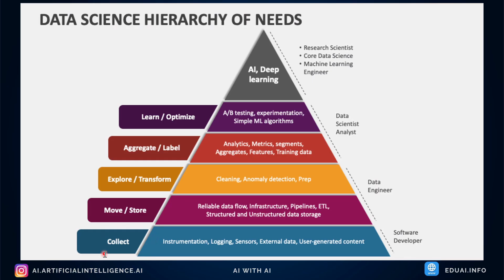So the very first thing is the collection of data. Unless and until I have data, how can I work on it and provide it to machine learning or AI? Collection starts from instrumentation, from logging, from different sensors, collectors and external data, or it can also be user-generated content. You don't need a specialization for this. A software developer can help you collect the data by using different APIs.